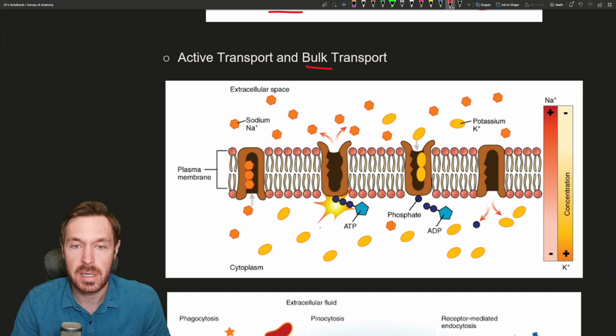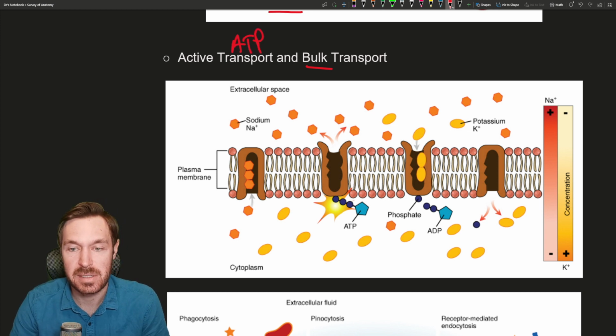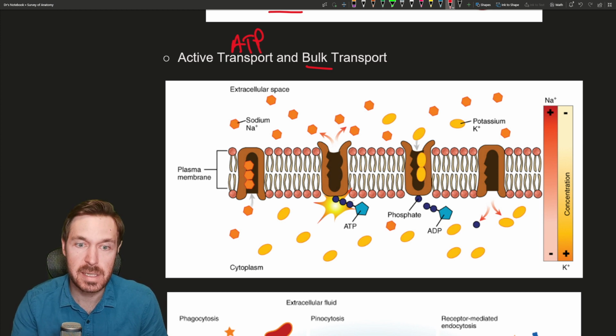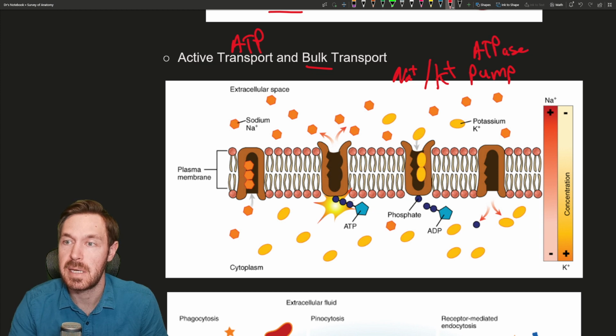Now, active transport here, the big one, means it's using ATP or energy. This is when we're pumping things against their concentration gradient, so they don't want to go that way. The big example we have here is called the sodium potassium pump. You might sometimes see it written as the ATPase.